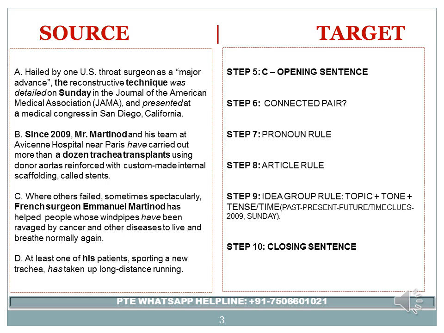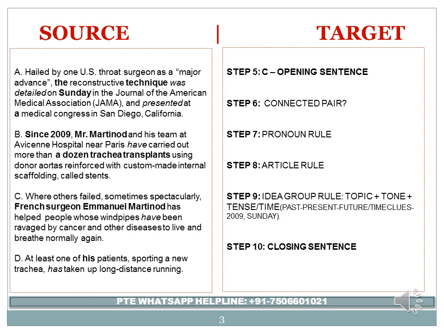The most important rule is the idea group rule. What is an idea group? An idea group is a group of sentences that has the same topic and the same tone and tense, right? So if I look at all the sentences talking about the surgeon Emmanuel Martinot and his technique, I can see that sentences B, C, and D actually talk about the doctor, Mr. Martinot, and the fact that he has given many patients a trachea transplant, right?